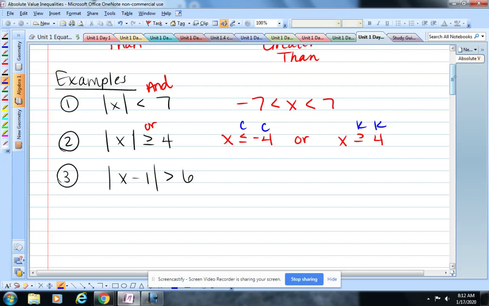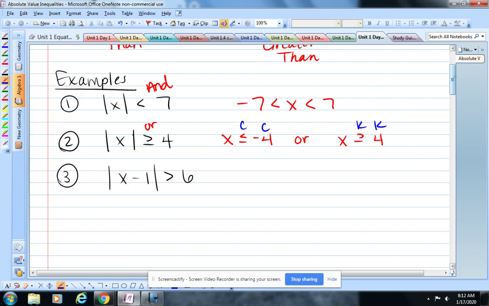The answer is solutions are numbers that are less than or equal to negative 4, or solutions that are greater than or equal to positive 4. Yeah. So the numbers in between those two numbers are not solutions, right? And everything else is.